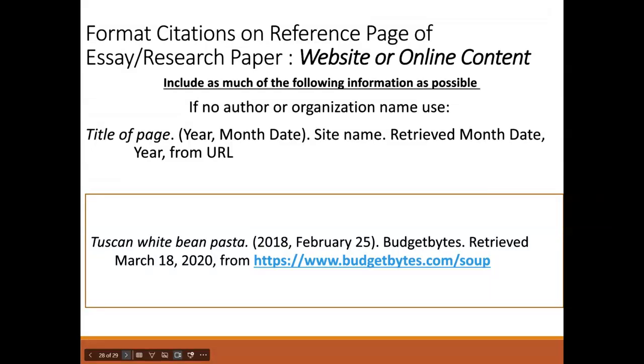You're not just going to put monroeuniversity.edu on the reference page. So if there's no author, you're going to put the title of the web page in this place. For instance, this one was Tuscan white bean pasta. Then you put the year, the full date. It was taken from Budget Bites, and this is just one that I made up. Then you have where you retrieved it from, what date you retrieved it, and then the URL. Okay, so this is how you would do websites for online content.